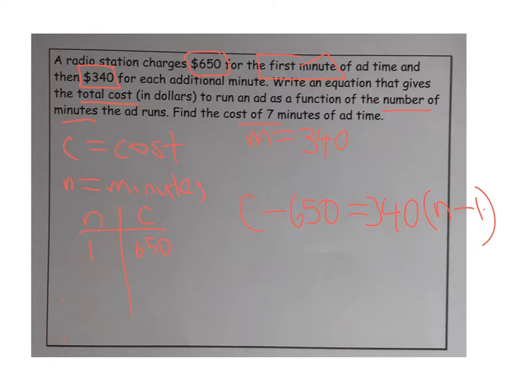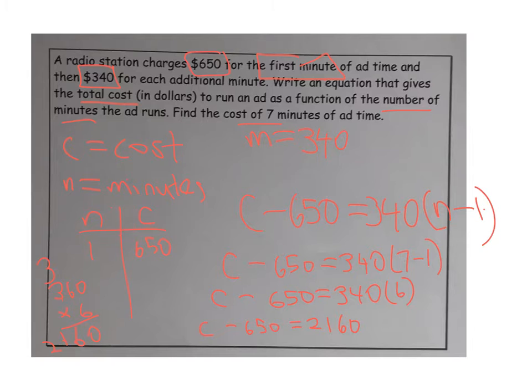And that says you're finding the cost for 7 minutes of add time. So what I'm going to do is plug in 7 where this n is and see what happens. So it's going to be c minus 650 is equal to 340 times 7 minus 1. So it's going to be c minus 650 is equal to 340 times 6. I'll do the math over here. So 340 times 6 is 2160.